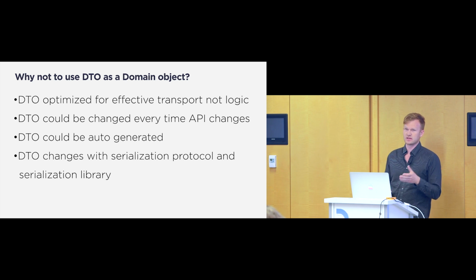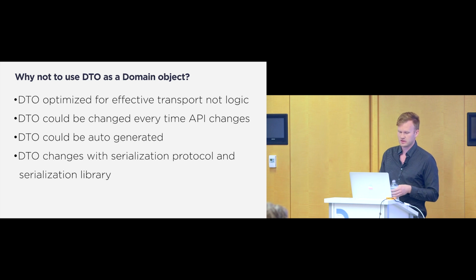Also, in the case of Lyft, we actually code generate our data transfer objects from the Swagger schema. So we technically have zero control over those classes, so that's why we can never introduce any logic within our data transfer layer. And finally, your infrastructure could change at any moment. You could switch from JSON to protocol buffers or just switch from one serialization library to another.